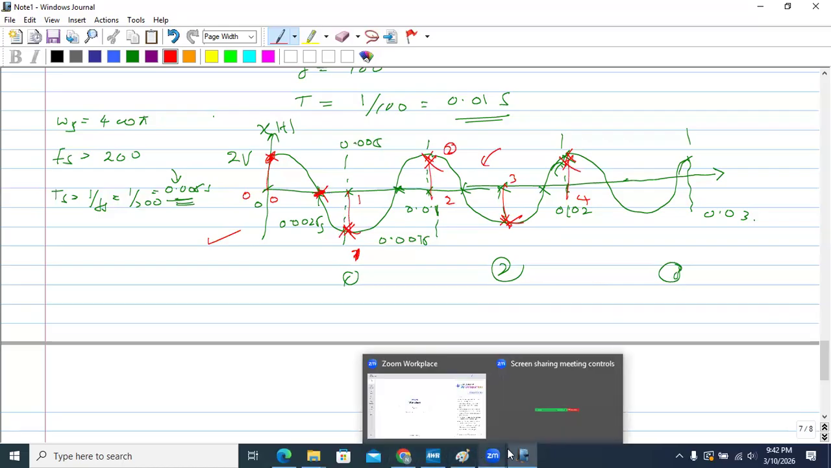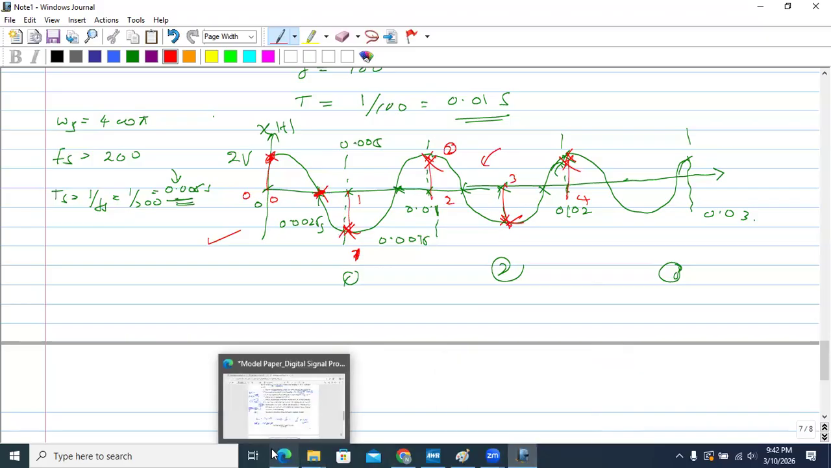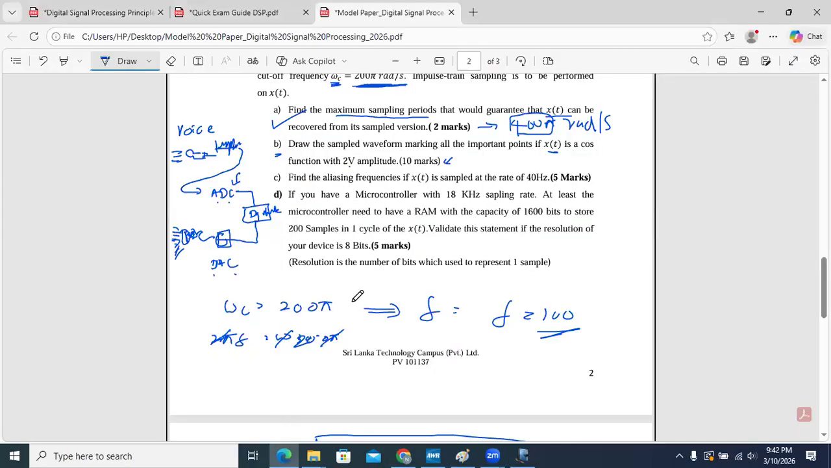Now, O-level paper again. This is just like an O-level paper. You will be having 10 marks.